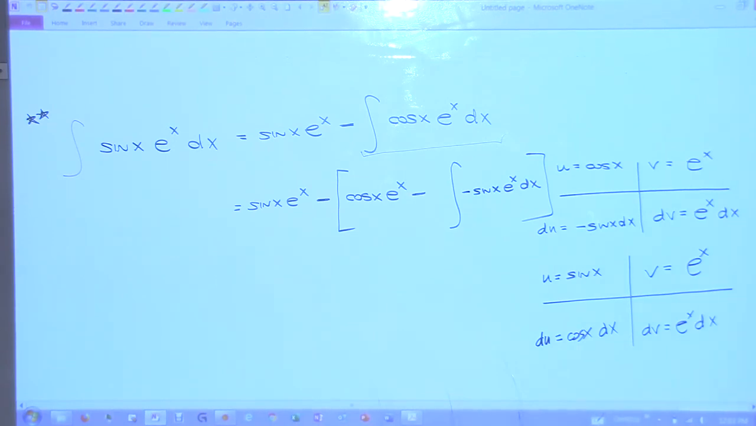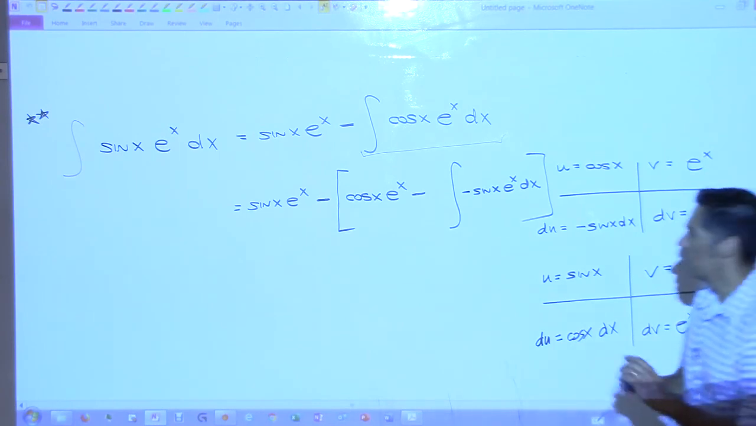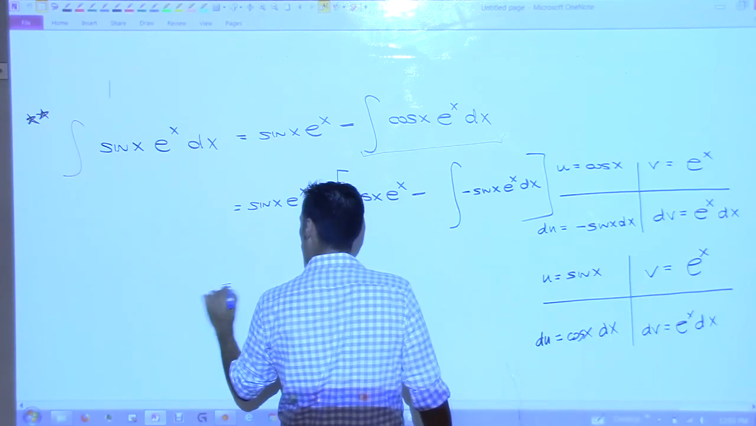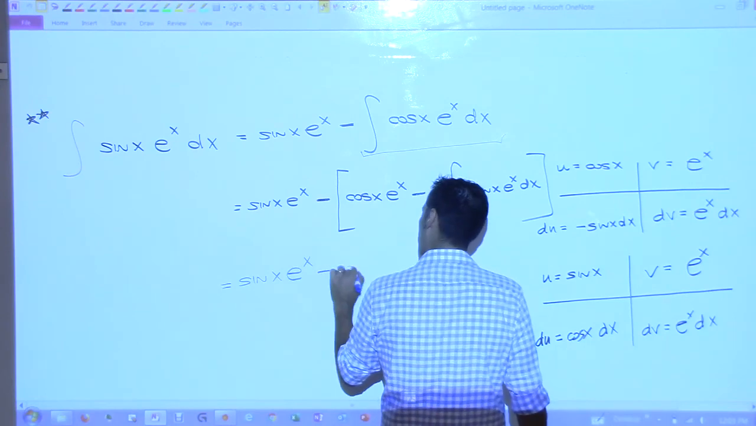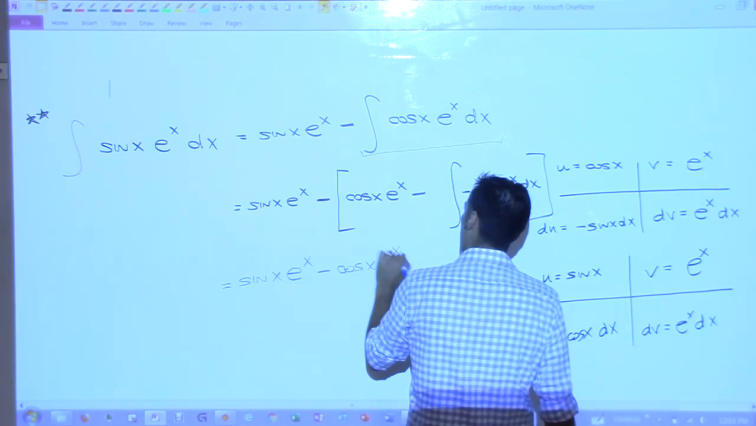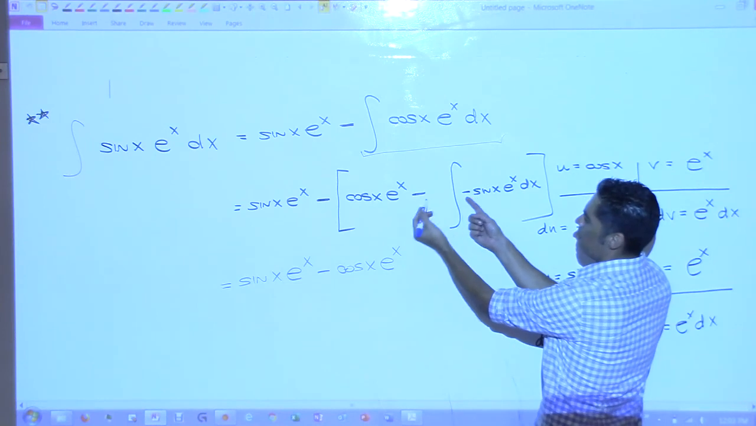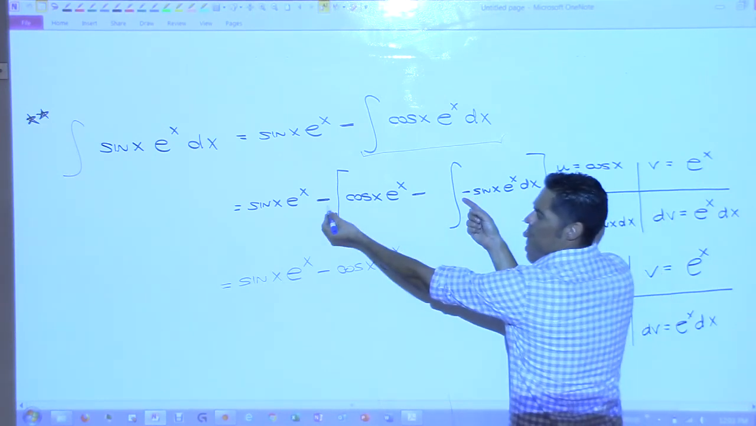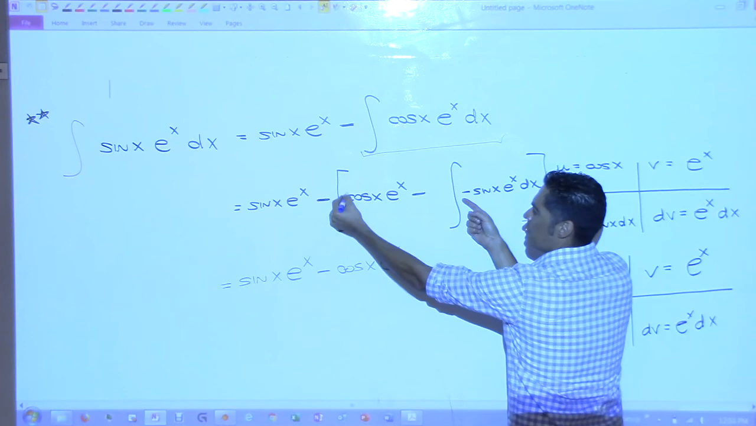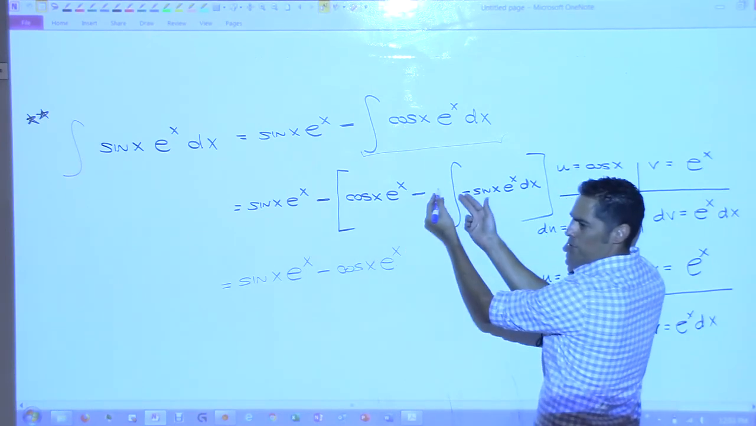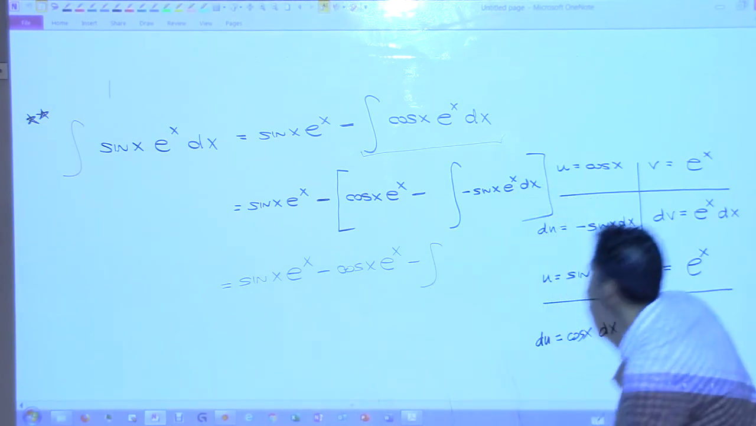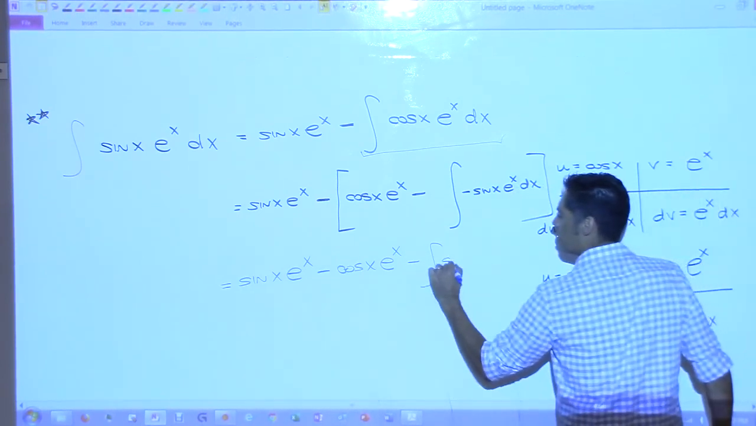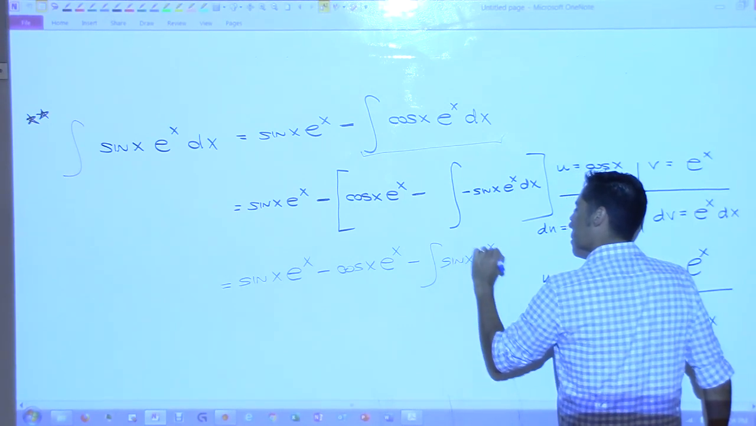Can you take the minus out? Yeah, I'm going to take the minus out, make it plus on the next line. Okay, y'all still with me? Okay, very important step coming. Sine x e to the x minus cosine x e to the x, what are these going to become? Plus, but then I'm going to distribute the minus through. See, that minus is going to go here, then that minus will turn these two into a minus again. So minus the integral of what? Sine x, e to the x, dx.